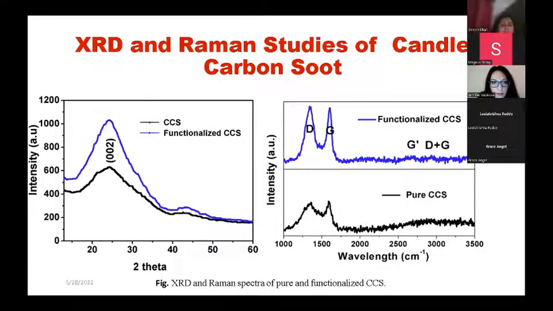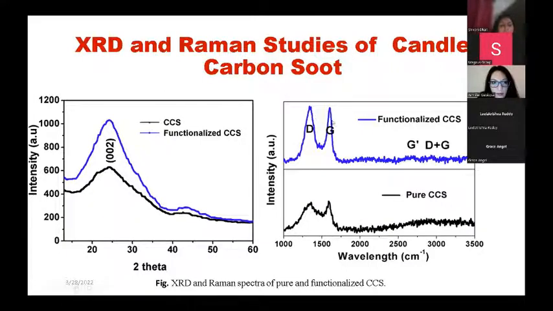So this is a basic structure analysis of the carbon soot. As we see, there is a huge difference between the functionalized and the as-synthesized CCS, that is carbon soot. The density of the carbon soot material increases after the H2SO4 deposition. It means the crystallinity of the material increased.